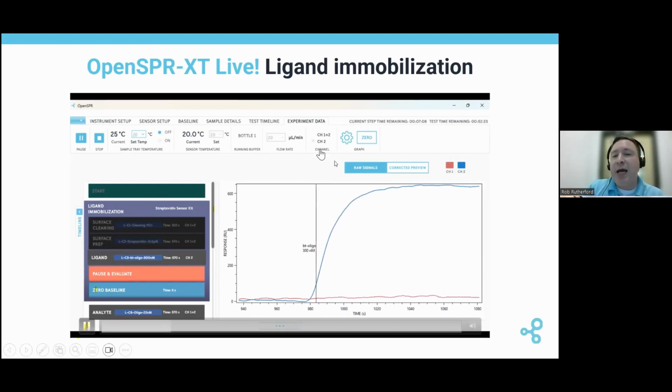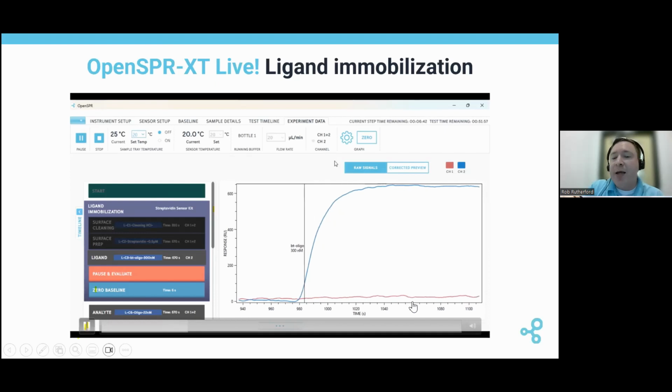The next thing to look at is the flow pattern. Right now, because we are immobilizing our ligand, which is a biotinylated oligo, we're just looking to immobilize in channel number 2. Channel number 2 is represented by the blue line we see on the live data feed. And you can see that we had a really nice response. It went up to just about 600 RUs of immobilization.